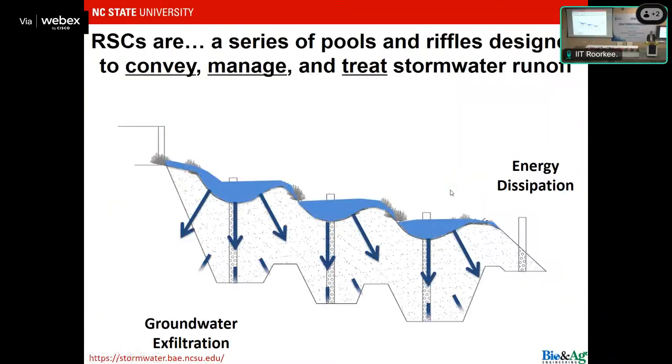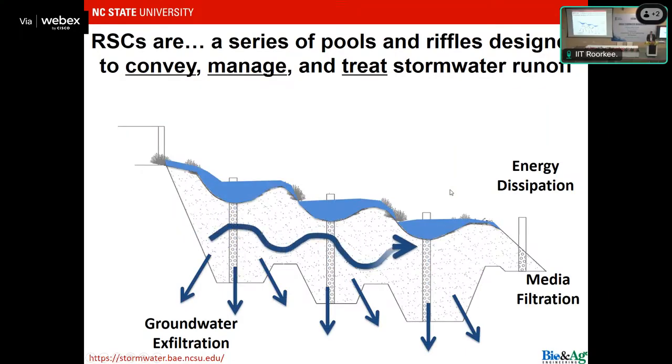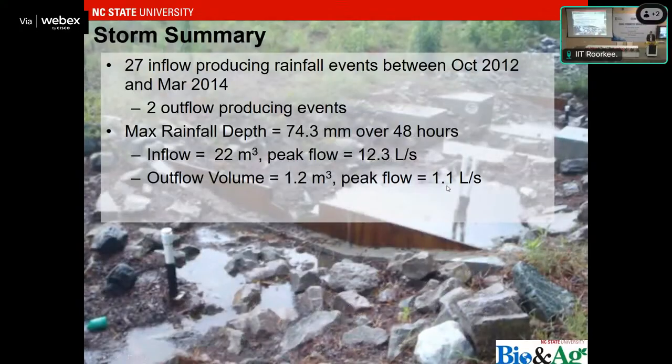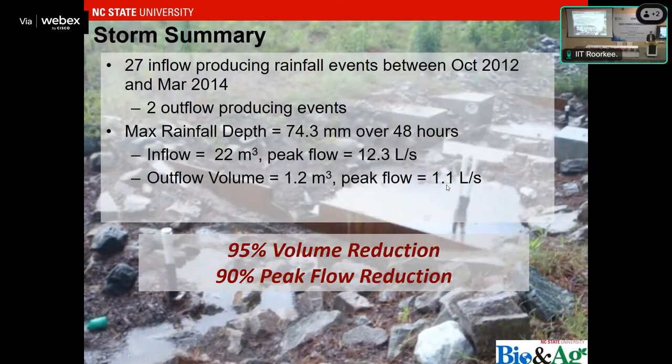It's called regenerative stormwater conveyance, but it doesn't really quite do that. My grad student did that, and that's not quite right, but the water does flow through the media. It just doesn't go up and down. You can vegetate them to get evapotranspiration. These are all things you can do as you build your stormwater control measures. And this particular one did a great job, not only reducing peak flow, but reducing volume. And that's what you want to get when you put stormwater control measures in the ground.